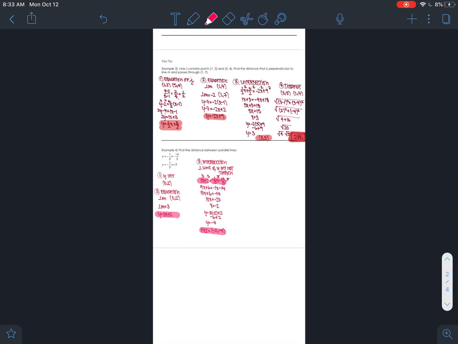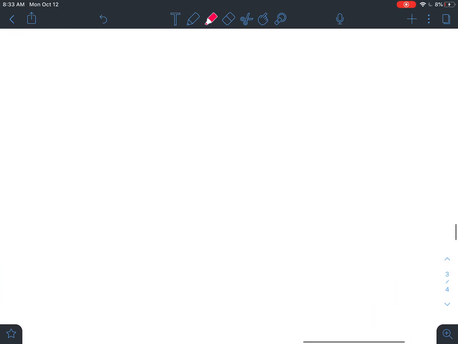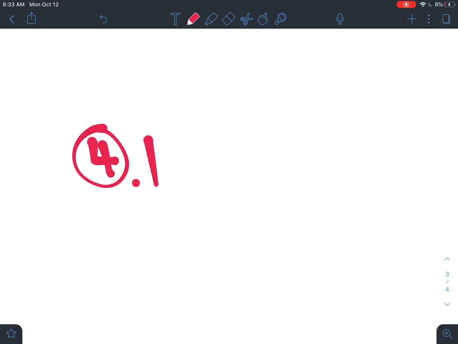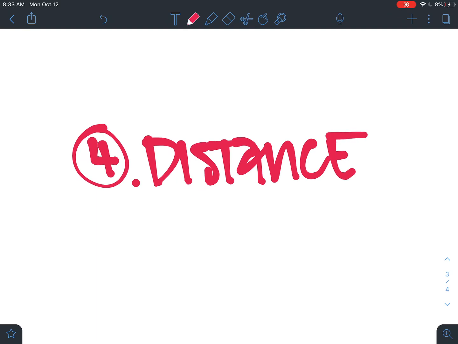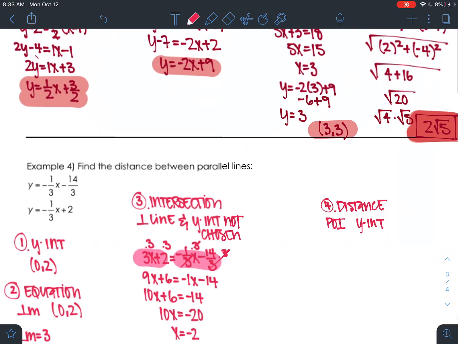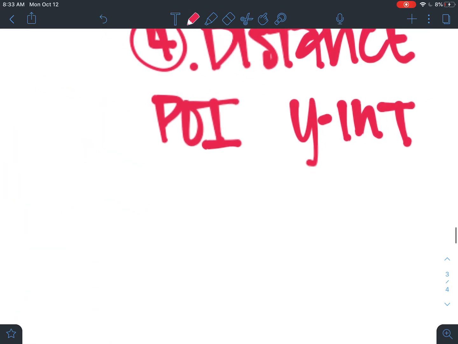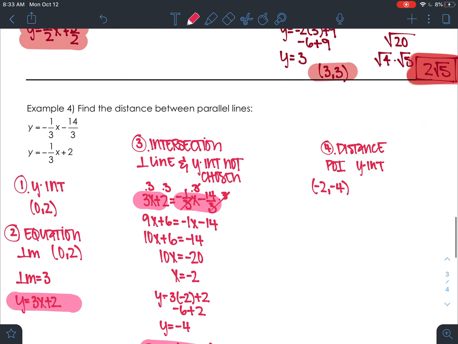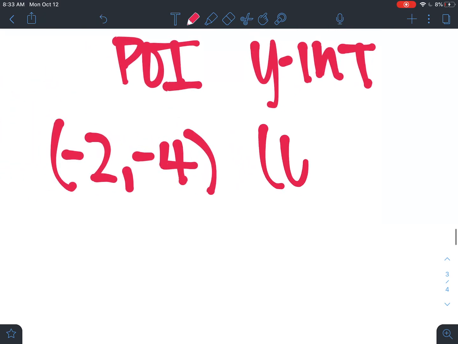Okay, and now our last step, all right, see, we're cruising through this one. Our last step here is to find the distance. Oopsie. So I need to find the distance between your point of intersection, your POI, and the y-intercept chosen from step 1, okay? So in this case, my point of intersection was (-2, -4), and my y-intercept that I chose was (0, 2).